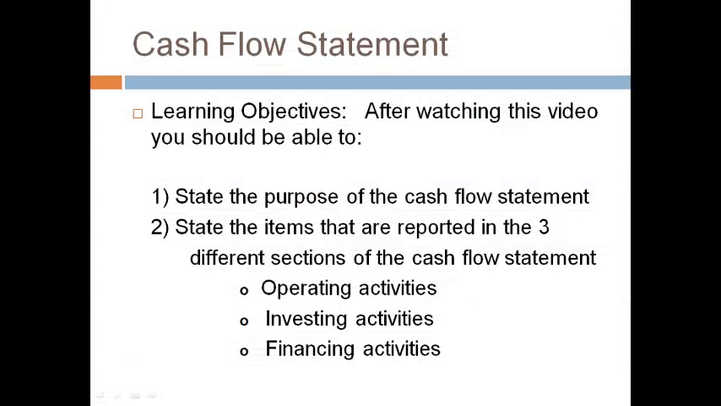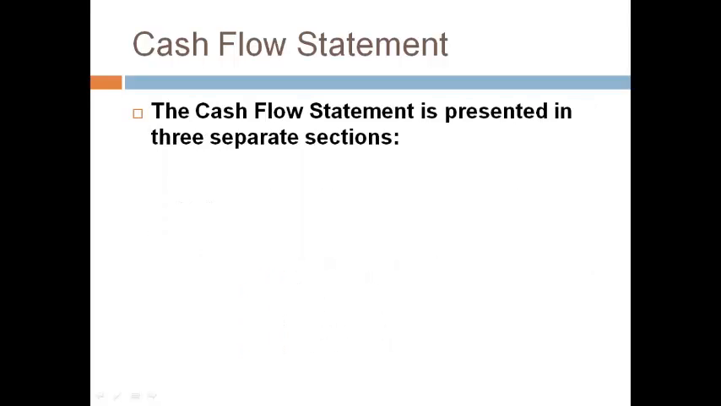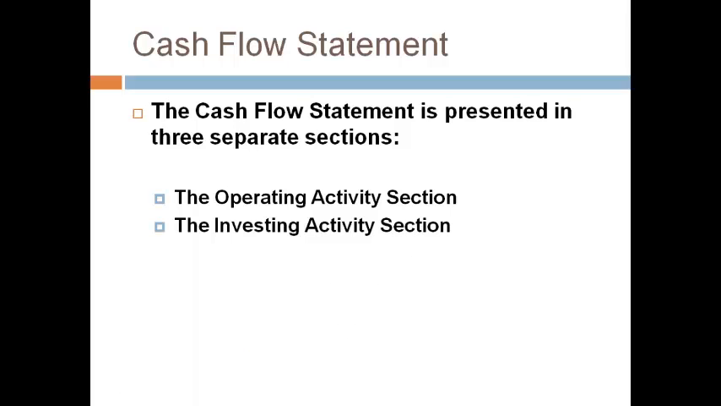After watching this video, you should be able to state the purpose of the cash flow statement and state the items that are reported in the three different sections of the cash flow statement. The cash flow statement consists of three sections: the operating, the investing, and financing sections.